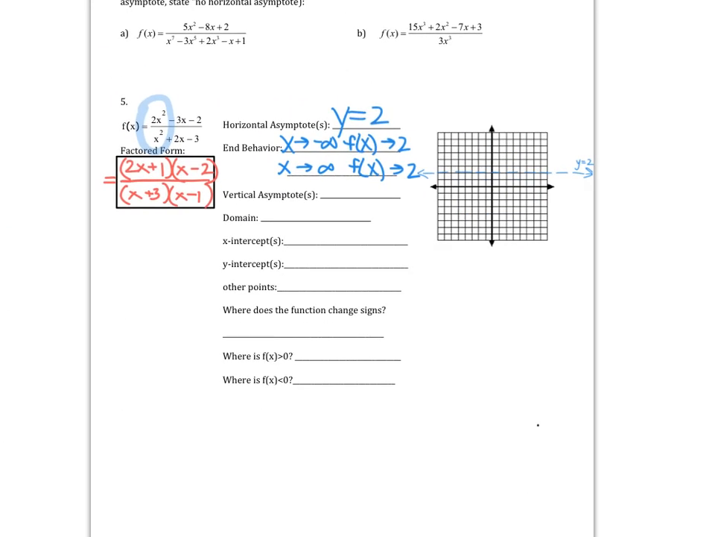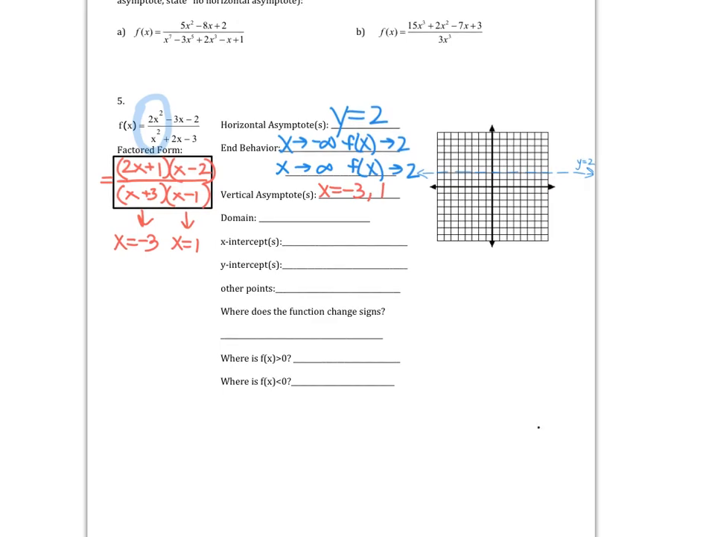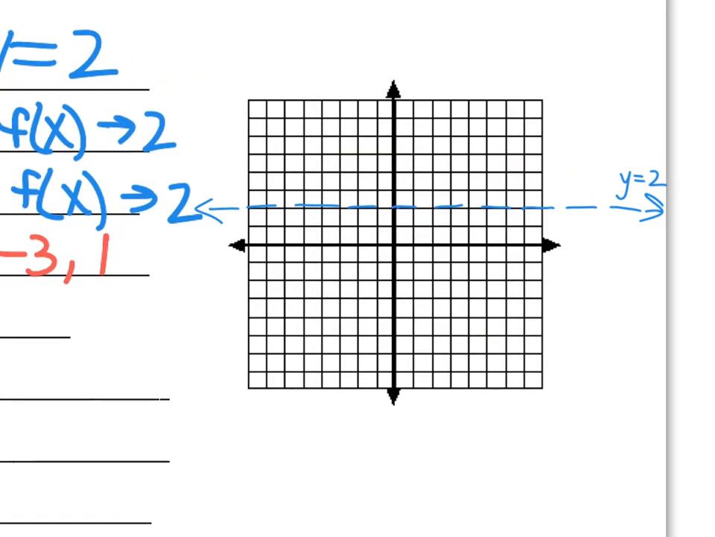Next up are our vertical asymptotes. And remember where your vertical asymptotes come from. They come from the zeros of your denominator. So that means if x equals negative 3, it's undefined, and if x equals positive 1, this is undefined. So those are your vertical asymptotes. Anything that makes your denominator 0 is going to make the overall function undefined. So at this point, we can go ahead and graph those. So go to x equals negative 3, and x equals positive 1.